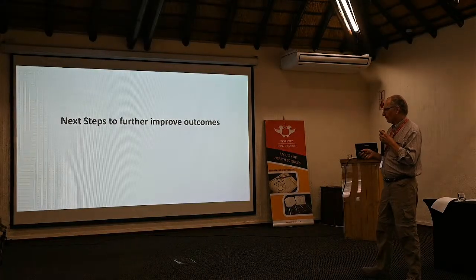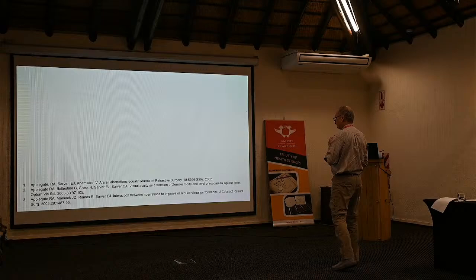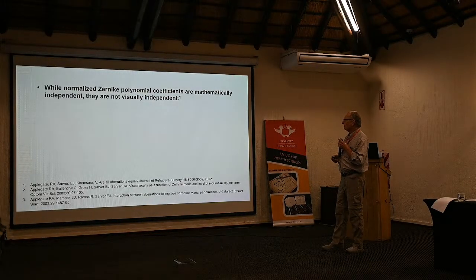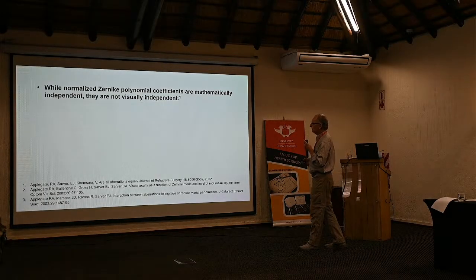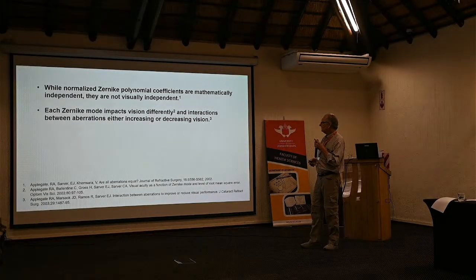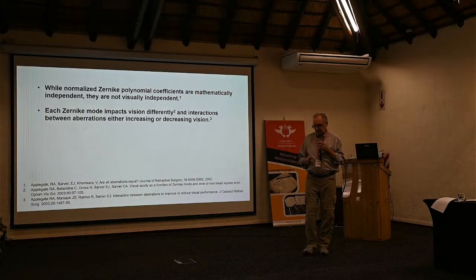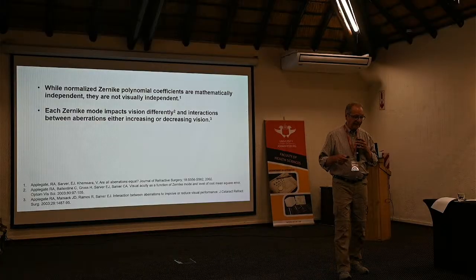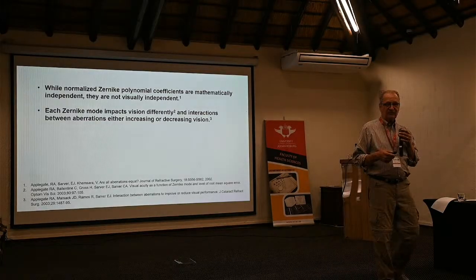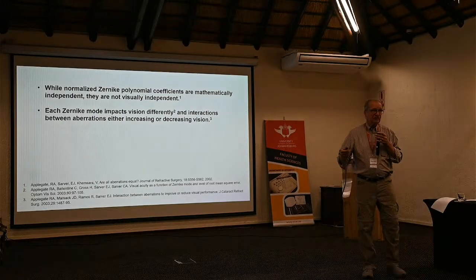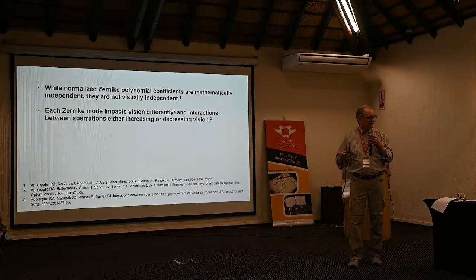Okay, the next steps to further improve outcomes are going to be to use visual image quality metrics. While the normalized Zernike polynomial coefficients are mathematically independent, they are not visually independent. Each Zernike mode impacts vision differently, and interactions between aberrations can improve or detract from it. We haven't analyzed it yet, and everybody's looking to me to do it, and I haven't done it yet, to see if the actual aberration structures are similar to normal. The total RMS is, but is the actual structure the same?